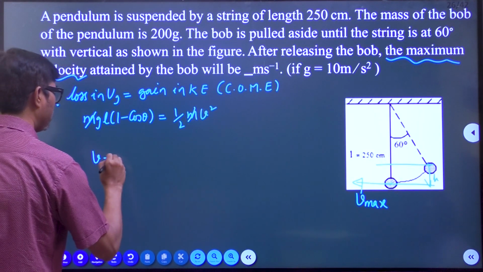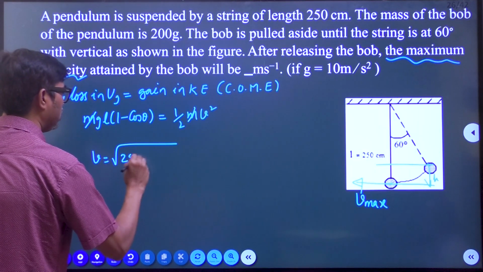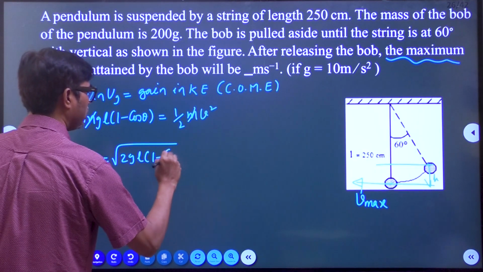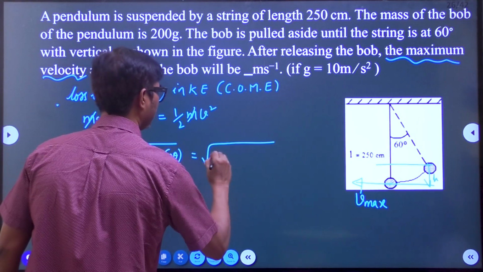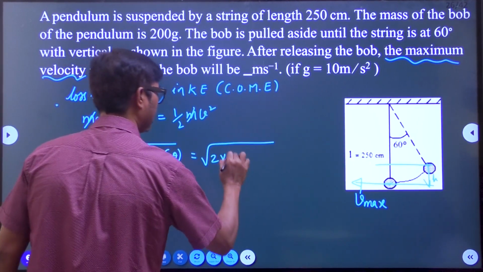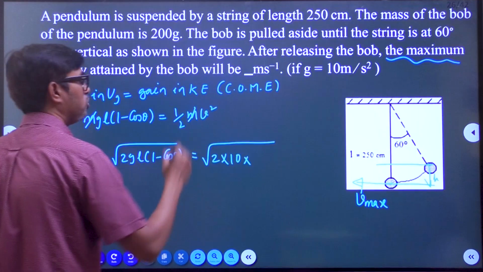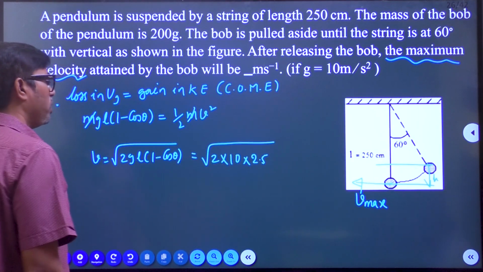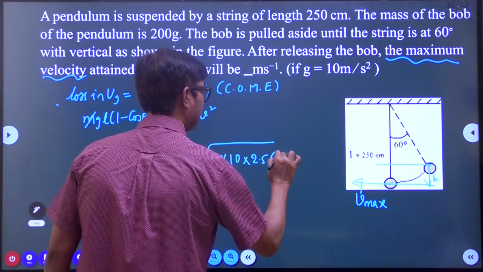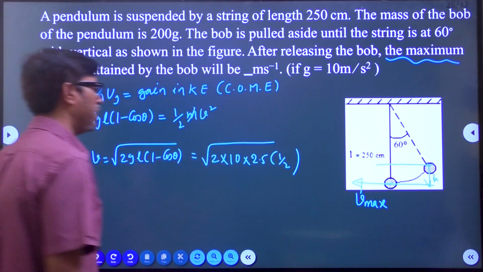Then v equals root over 2gl into 1 minus cos theta. We can substitute the values and see what we get. Square root of 2 into g, we will take 10. L they had given as 2.5 meter, 250 centimeters they gave. 1 minus cos 60, that is 1 by 2. So that's what we have here.